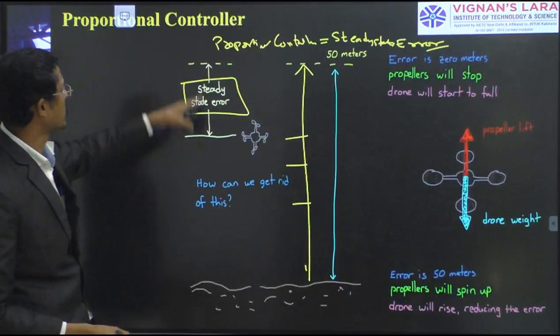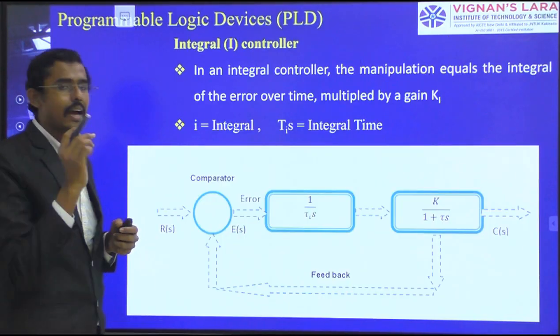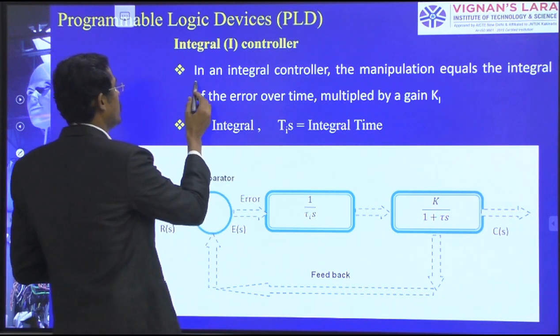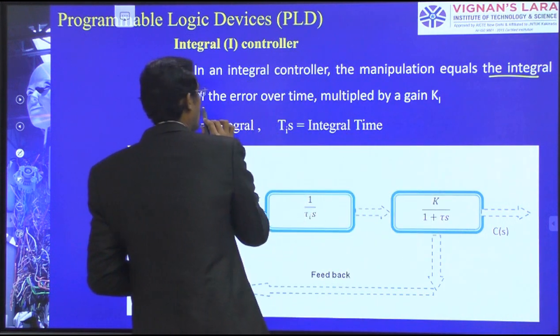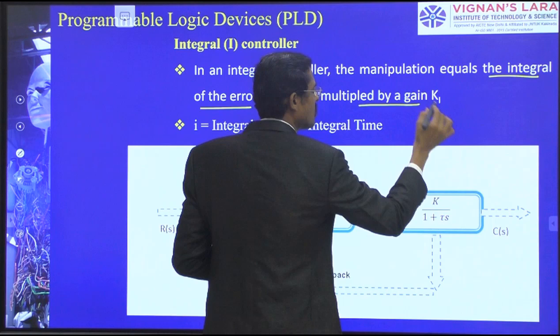This steady state error keeps on coming there. So what can we do now? I am adding an integral controller here. In an integral controller, the manipulated output equals the integral of the error over time, multiplied by the constant Ki.